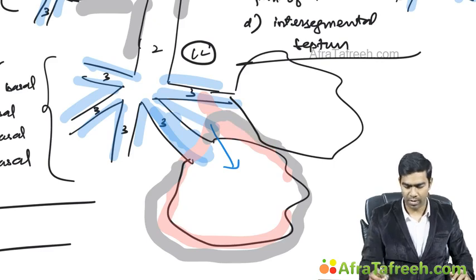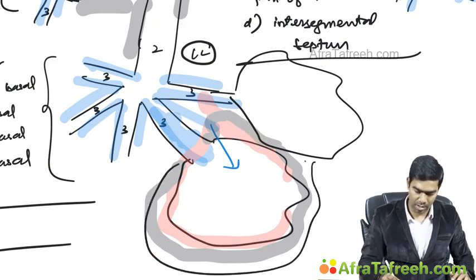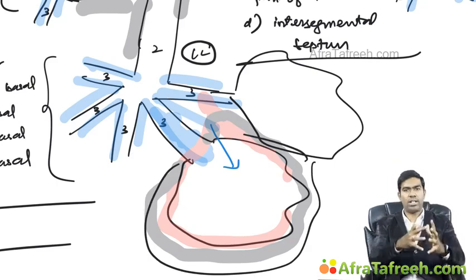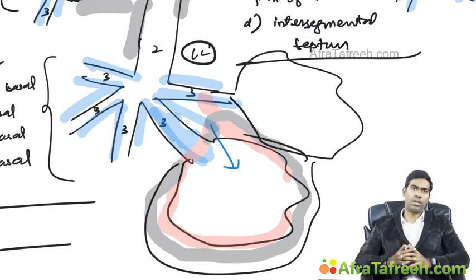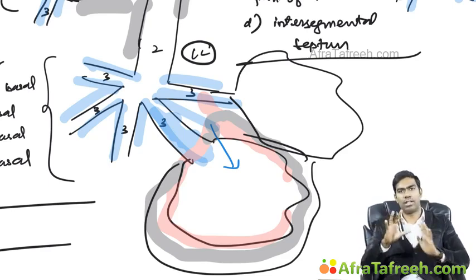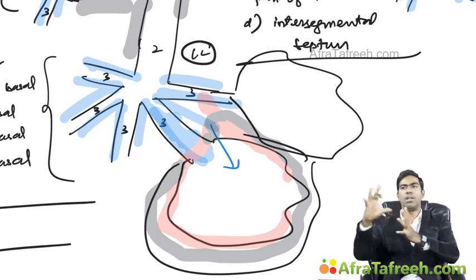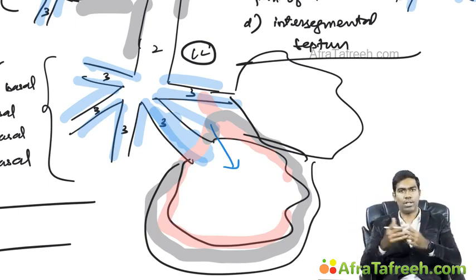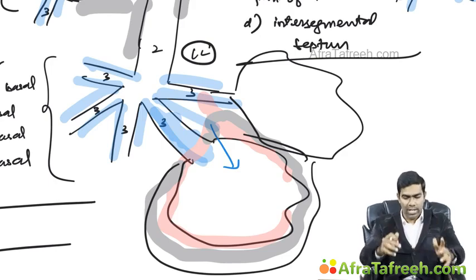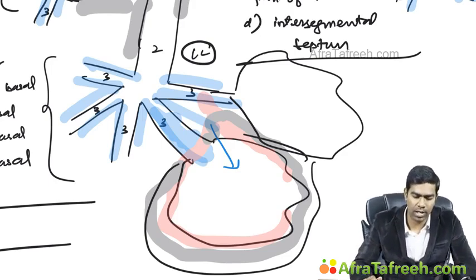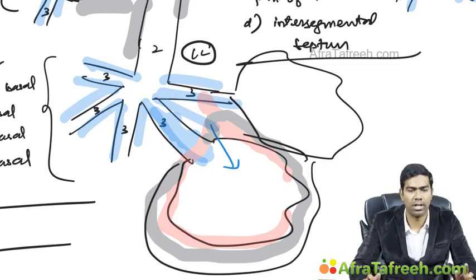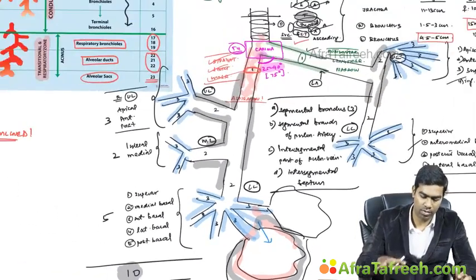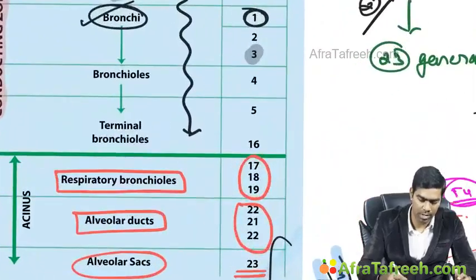Which means what I am trying to tell is these are independent units. So if you surgically remove one bronchopulmonary segment, it will not interfere with the function of the other bronchopulmonary segment. They are functionally independent units. They are not dependent on each other. Clear? So this is the idea of a bronchopulmonary segment, and this is why these segments are important in understanding. So we discussed till about generation number 3.